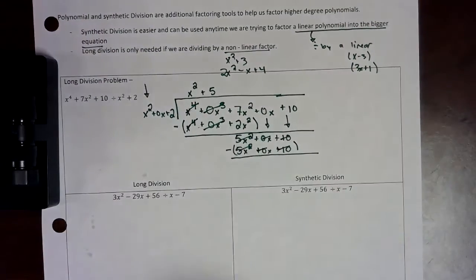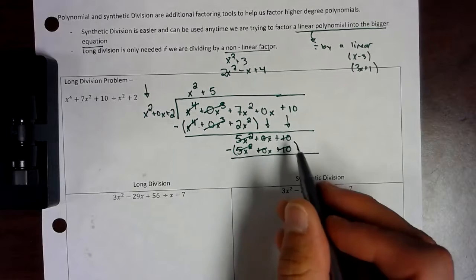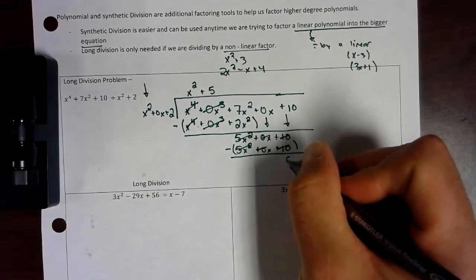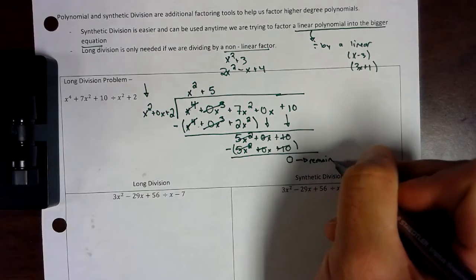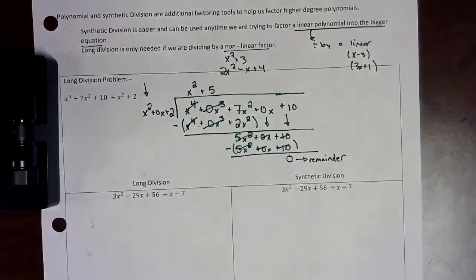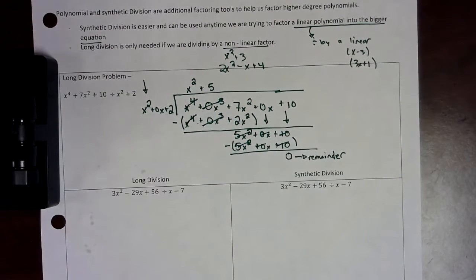And what happens is they all cancel out, right? 5 minus 5 is 0. 0 minus 0 is 0. 10 minus 10 is 0. And so we're left with 0, which is our remainder. Getting a remainder of 0 is really what we are trying to accomplish. If we get a remainder of 0, we have used this long division to help us factor.